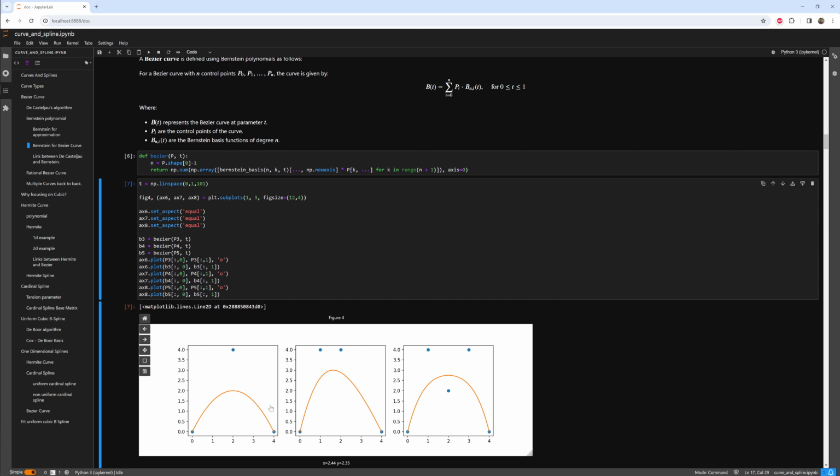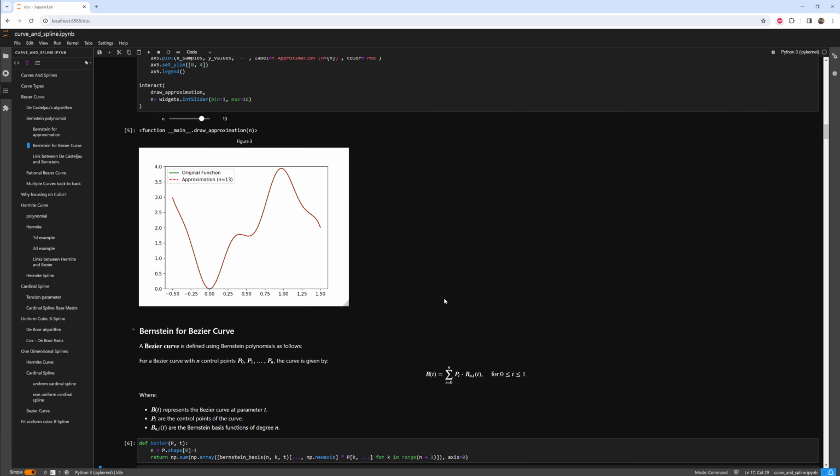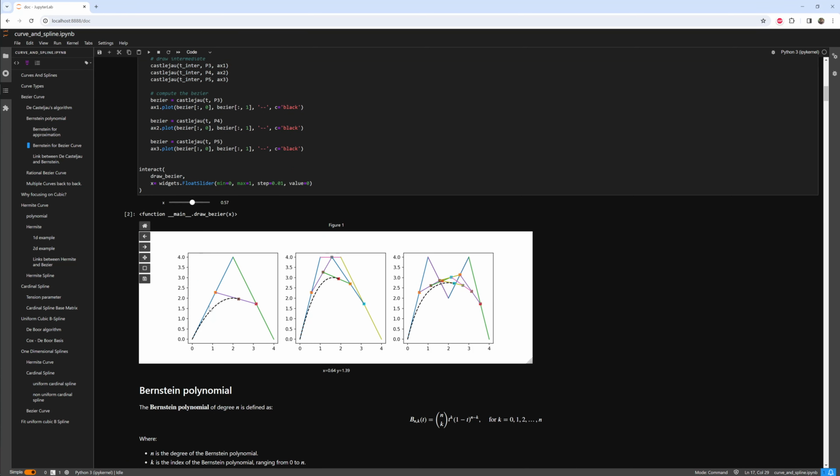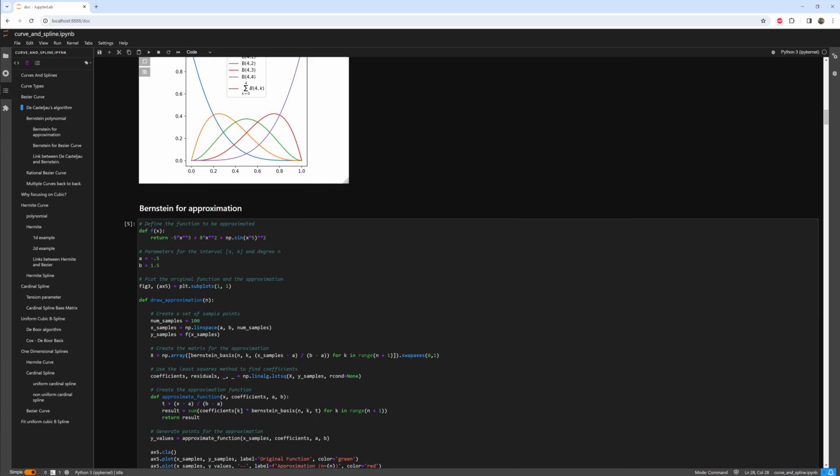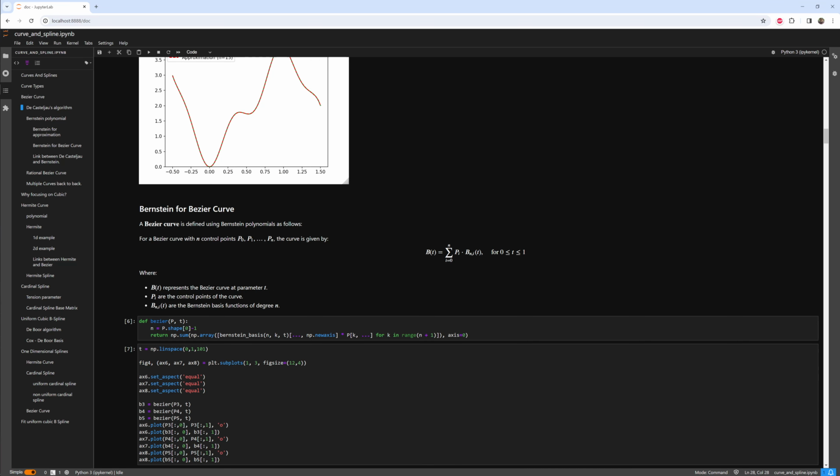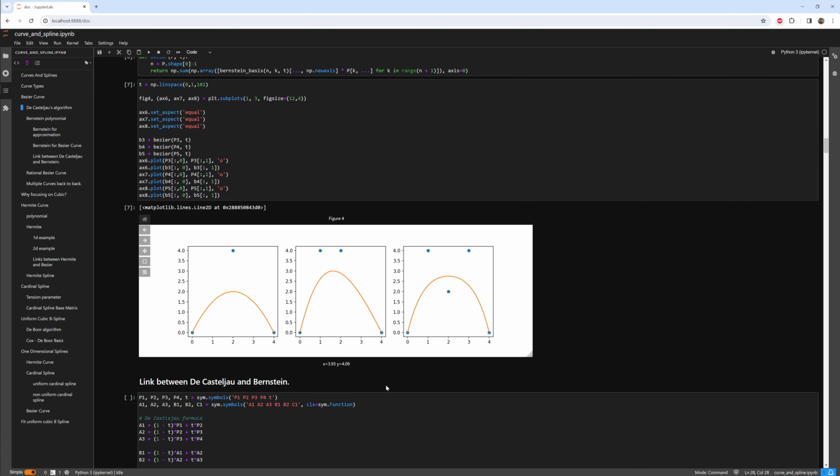So it's my 3 points curves, 4 points curves, and so on. And it's equal to the shape I have here. So that's the other way of computing the Bezier curve.